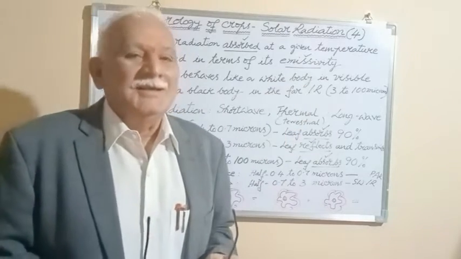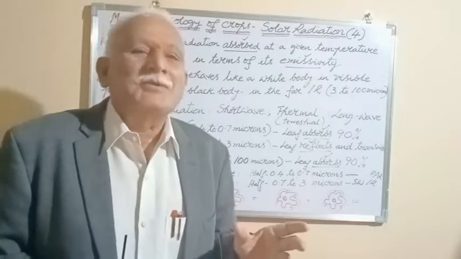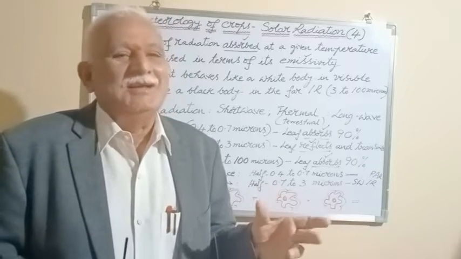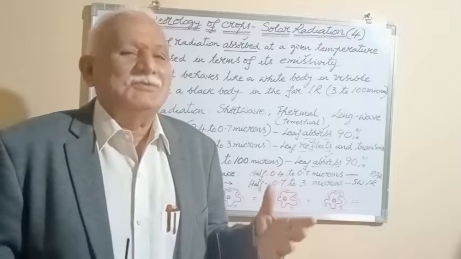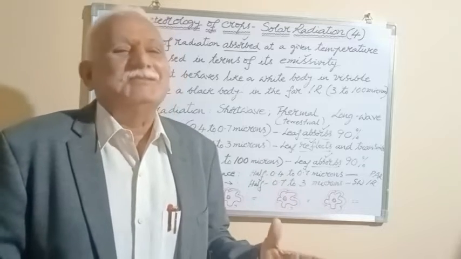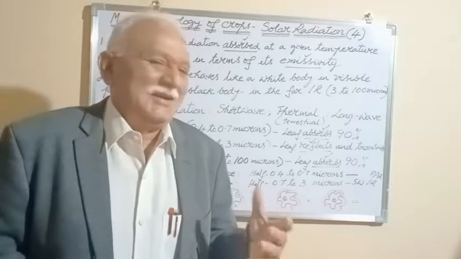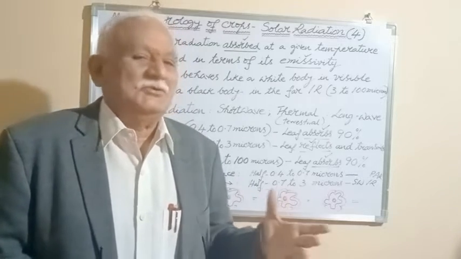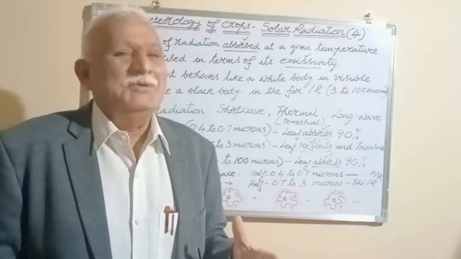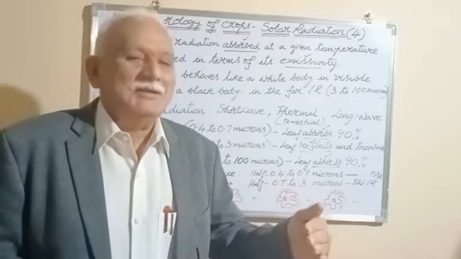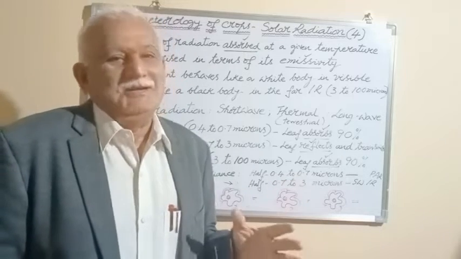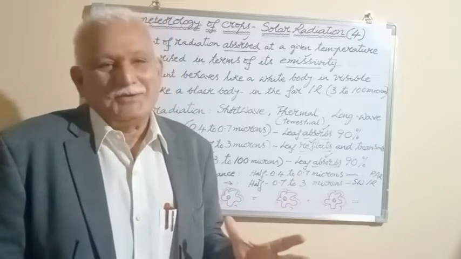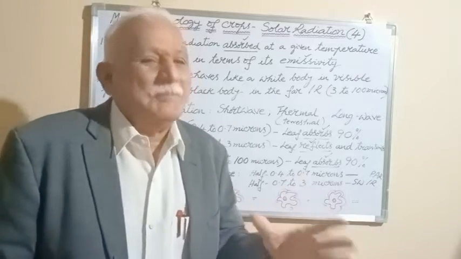In this class, we try to understand in a very comprehensive way Kirchhoff's law: A lambda is equal to E lambda, with reference to our crops, whether it is a cereal crop, pulse crop, oilseed crop, a horticulture plantation or anything. So A lambda is equal to E lambda, Kirchhoff's law. Several times I had explained to you. Now let us see the application point of view on Kirchhoff's law. In today's class, we try to understand, to the extent possible, the real application point of view.